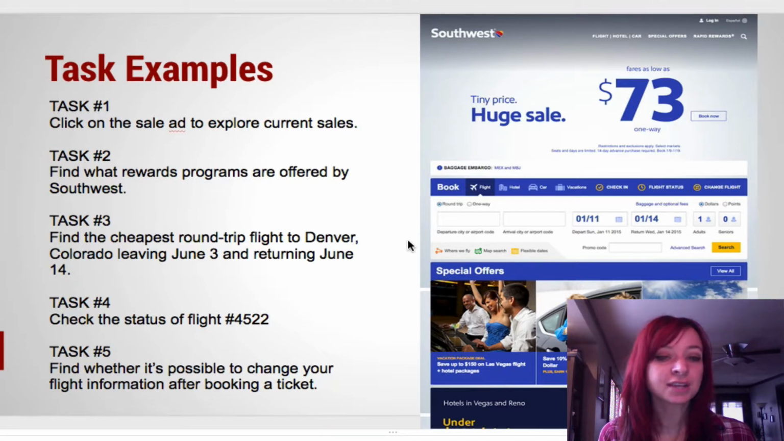Task number 4, check the status of flight 4522. Another thing that a lot of people go to websites like this to do is to check and see when they need to be at the airport to pick up a friend or loved one. So this is going to help me figure out if people can actually do that on the site, and then find whether it's possible to change your flight information after booking a ticket. So I'm testing these tasks. Can you do this? Can you do that?